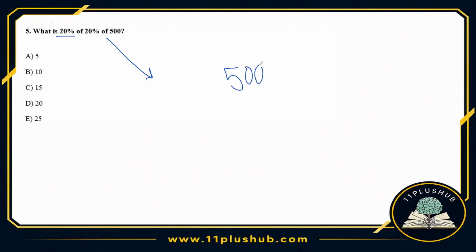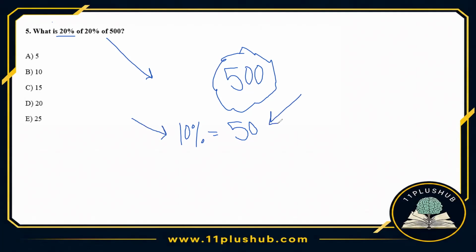So how do we do that? Well, to find 10% of any number, we divide that number by 10. So 10% of 500 is going to be 50. Now to find 20%, I'm just going to double both sides. Okay, so 10% doubled is 20%. Therefore, we need to double the other side, and that's 100. So we've already figured out part of that question. 20% of 500 is 100.